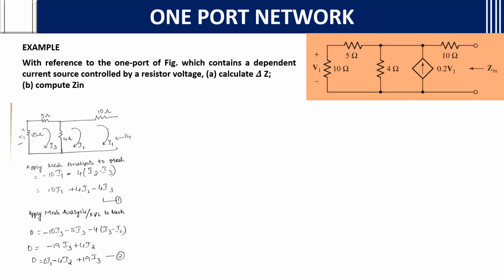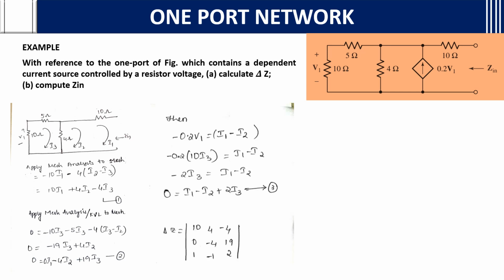When you apply it here, it is minus I1, plus minus 4 into, with respect to I2, I2 minus I3, equals, and you will get this equation. Then you apply mesh analysis to the next mesh. For this mesh, it is plus minus 10 I3 plus minus 5 I3 plus minus 4 into, with respect to I3, so I3 minus I2. So you get 0 is equal to minus 19 I3 plus 4 I2, and taking minus common, you get 0 is equal to 0 I1 minus 4 I2 plus 19 I3.